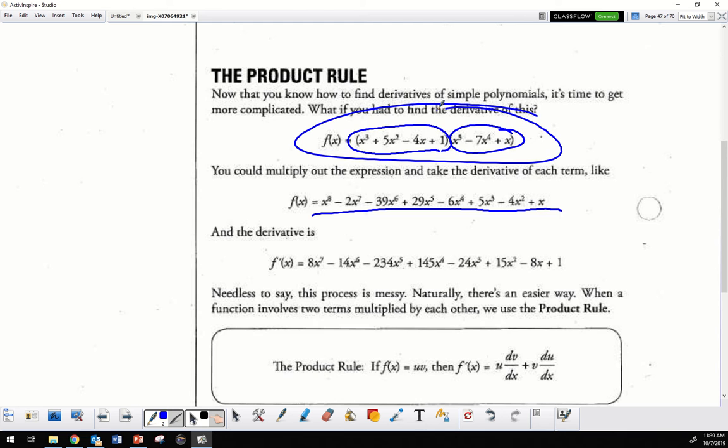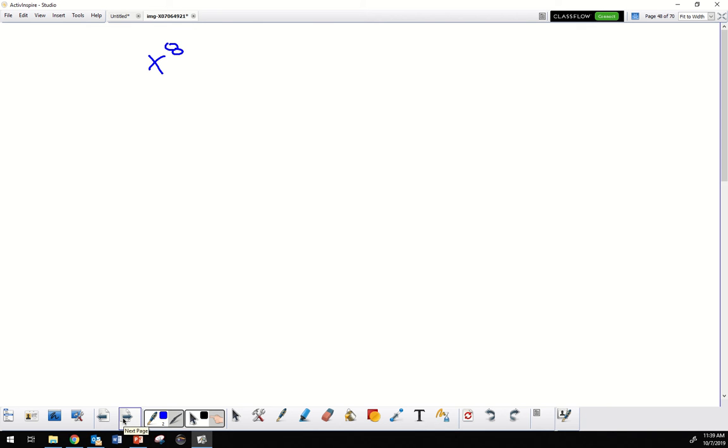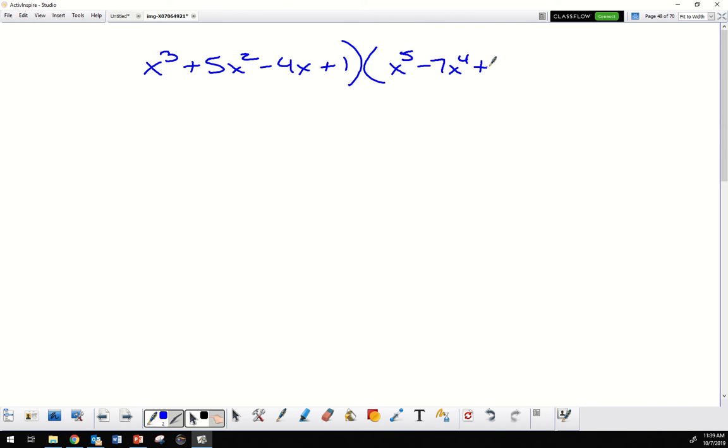Okay, all right, so now x cubed plus 5x squared minus 4x plus 1, and x to the 5th minus 7x to the 4th plus x. Like that? Yes. Okay, good. All right, so product rule.